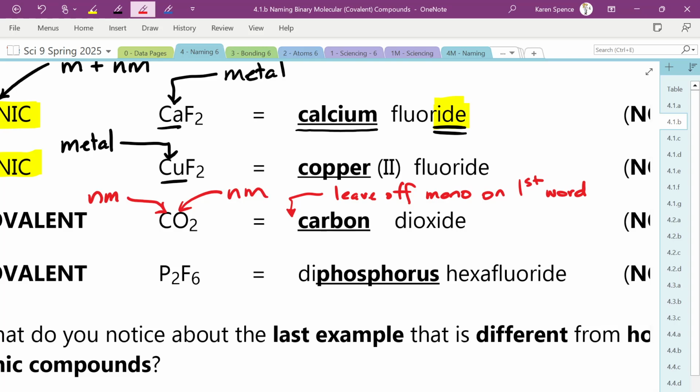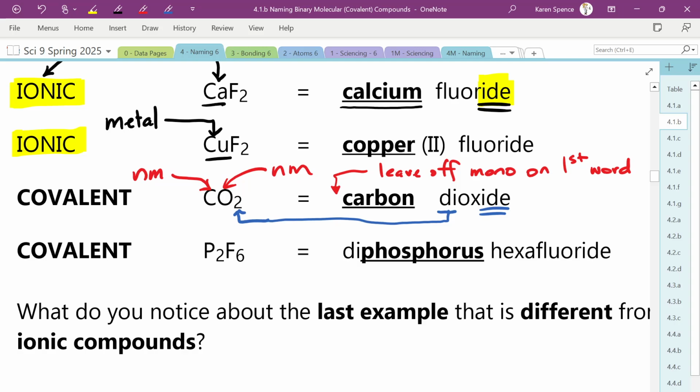All right? Now, on our second word, how many oxygens do we have? We have 2 oxygens. What is the prefix for 2? Di. So that 2 tells us that it is dioxide. All right? And the ending, what do you notice about the ending? The ending of the second word still changed to ide.